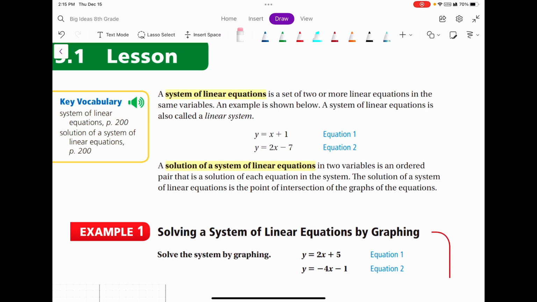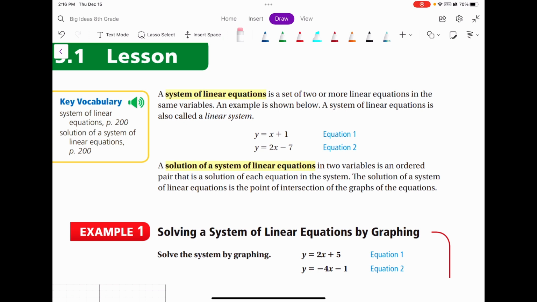So we will usually see x and y. An example is shown below. A system of linear equations is also called a linear system. A solution of a system of linear equations in two variables is an ordered pair that is a solution of each equation in the system. The solution of a system of linear equations is the point of intersection of the graphs of the equations.